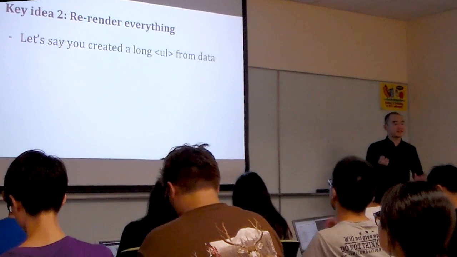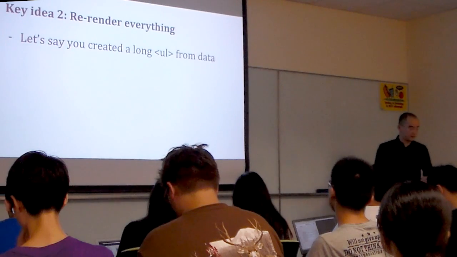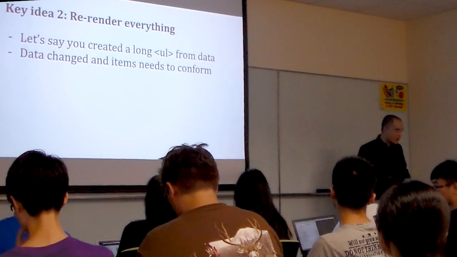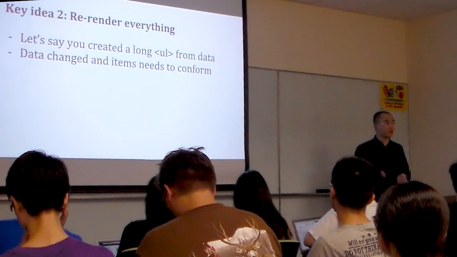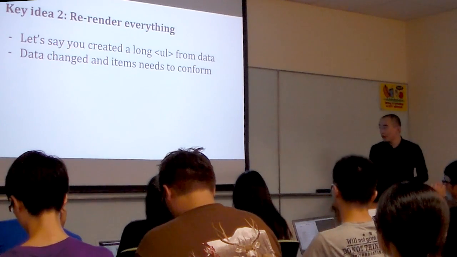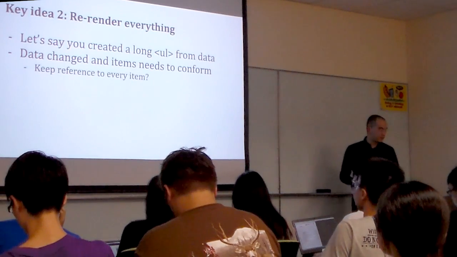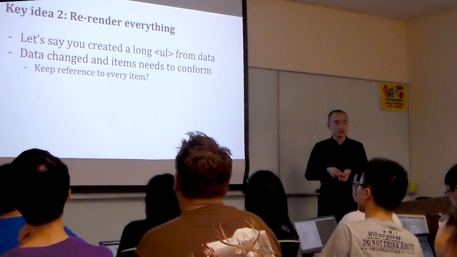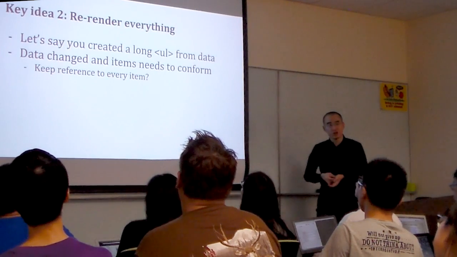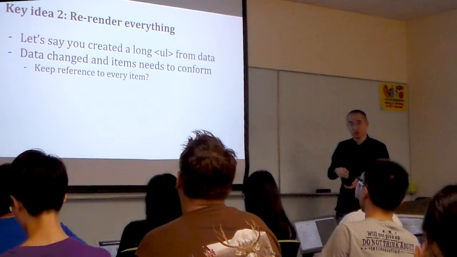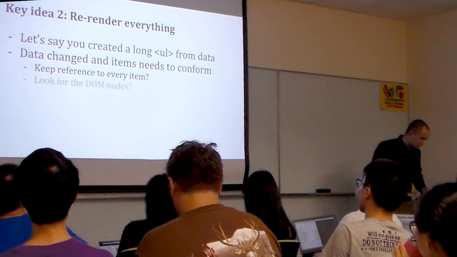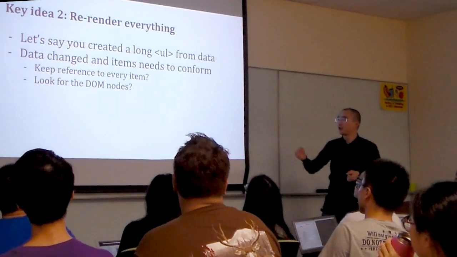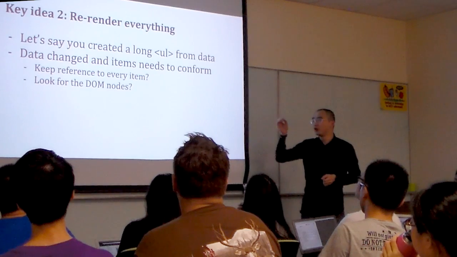And here's an example. Let's say you make a long unordered list from a big series of data. And then suddenly the data changed, and the items in this list need to conform with those changes. How do we do that? Well, supposedly you can keep references to every item. Say you have 1,000 items in that list, then you keep 1,000 JavaScript references. When some of them change, you use those references to those DOM nodes to change them. But this, well, sounds very chaotic, doesn't it? And how about we don't keep those references, and instead we look for DOM nodes.